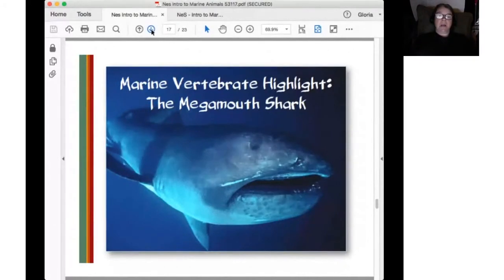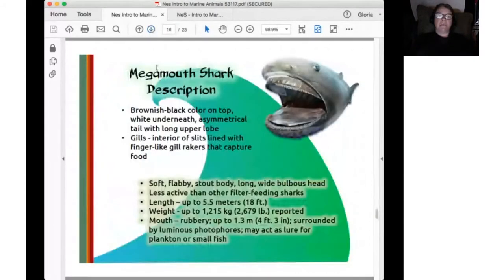Okay, so we'll talk about the megamouth shark. They're brownish black on top, white underneath, with an asymmetrical tail with a long upper lobe. The interior of their gill slits are lined with finger-like gill rakers that help them capture food. They have soft, flabby, stout bodies, and long, wide, bulbous heads. Just check that head out. That is massive. And they've got really interesting mouths, too. This is a preserved specimen, of course.